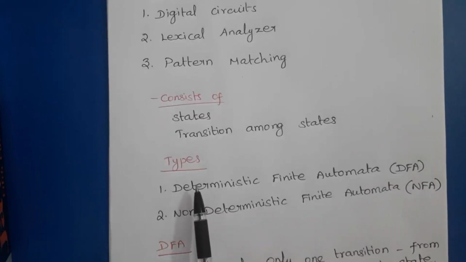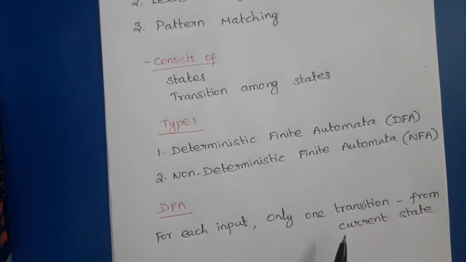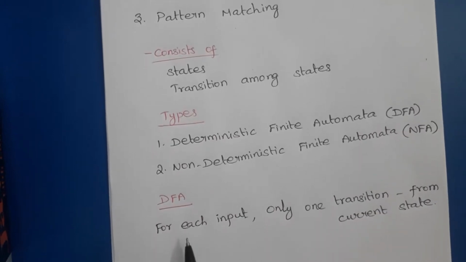There are two types of finite automata: deterministic finite automata (DFA) and non-deterministic finite automata (NFA). So in this video we are going to discuss DFA and one example.